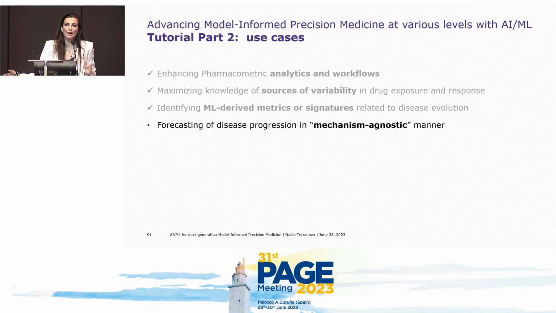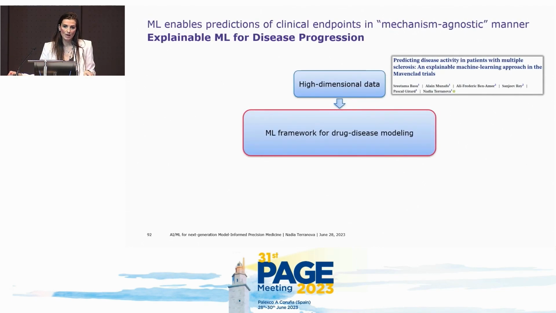But machine learning can be used also directly to model our endpoint, right? And this can be done, in fact, in a mechanism-agnostic manner, not bringing any prior assumption to the setting. And in fact, the last use case I would like to share with you involves the use of explainable machine learning in the setting of predicting disease activity in multiple sclerosis.